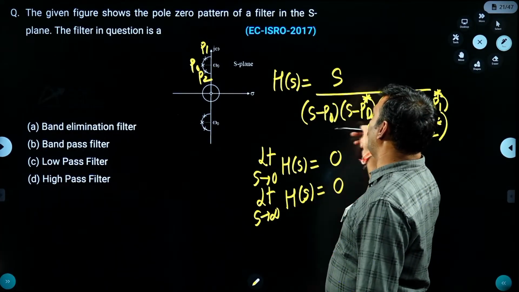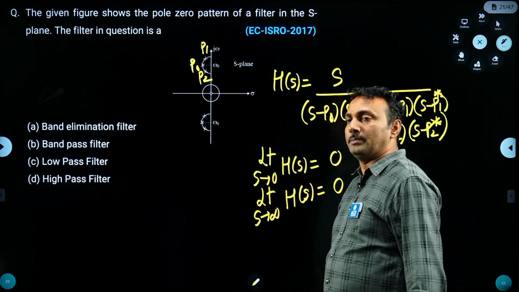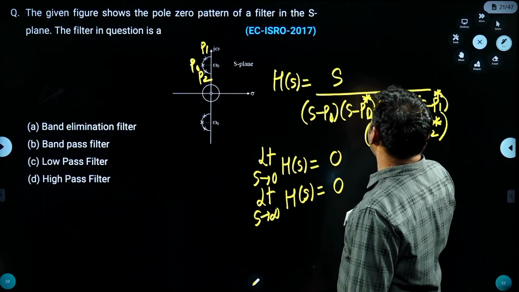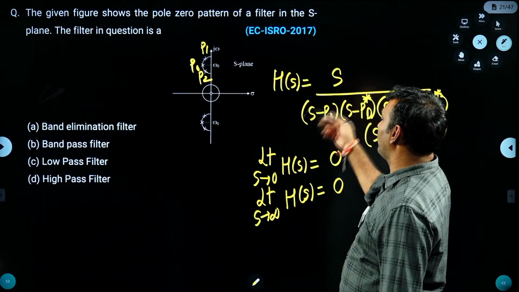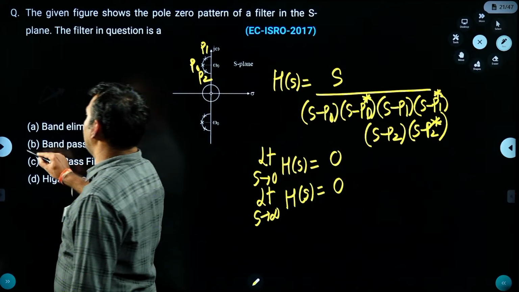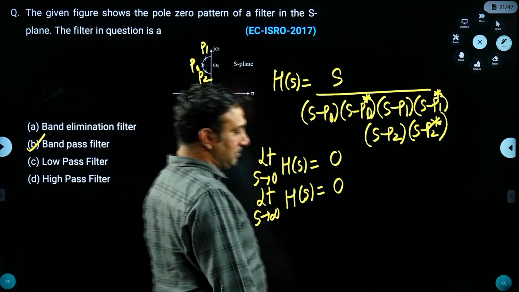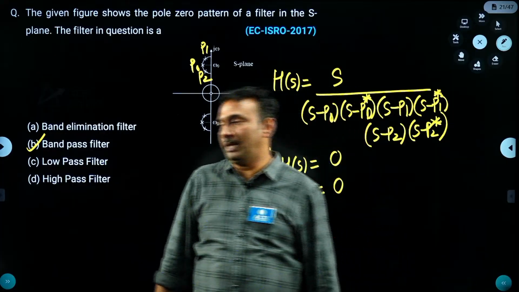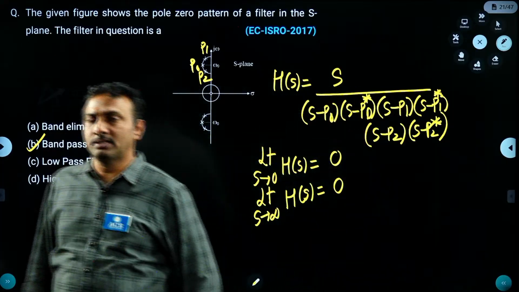also 0. If you take that common multiplier of s terms, it is almost s power 6, 1 by s power 5, 1 by infinity is 0. Starting ending 0 means it is a band pass filter. With respect to S-plane, starting ending 0 means it is a band pass filter.